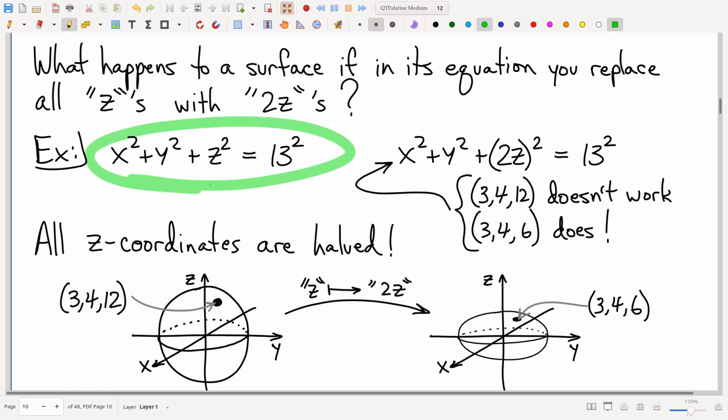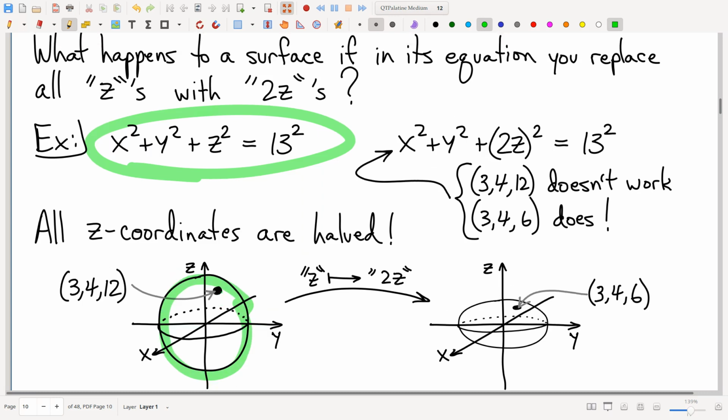After all, I could notice the left side of the equation is just rho squared, right? So that is distance squared from the origin. So that whole equation basically says distance equals 13, and I know what that's going to give me. That's going to give me a sphere, like so. So that I already know.